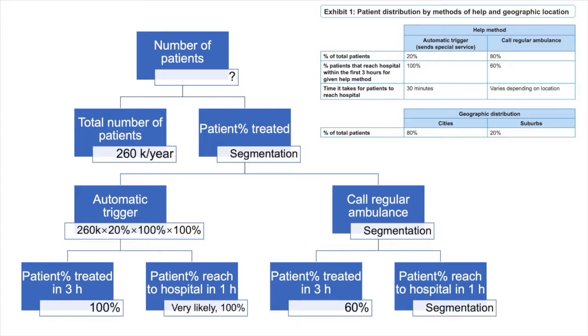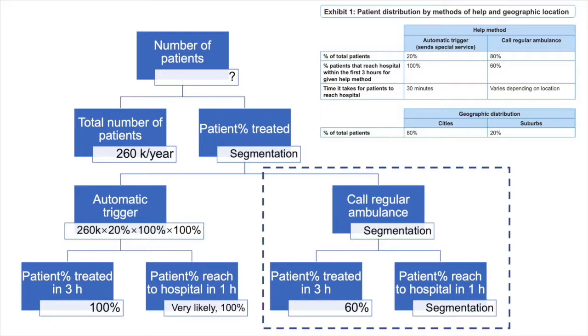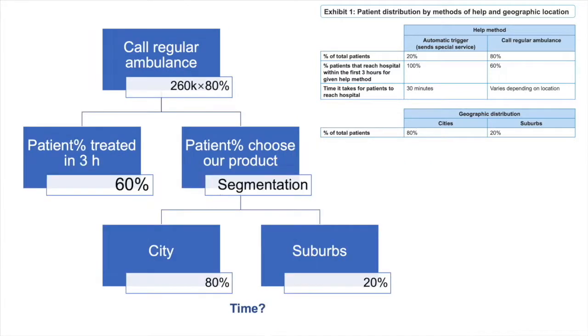Then we can go into the next one, which is to call a regular ambulance. And then we still have to do this kind of segmentation. The patients treated in the first 3 hours is 60%, which is in the exhibit. And then the patients who choose our product need further segmentation. Based on the second table in the exhibit, I would further divide it into the city and suburb. But in this exhibit, we only know the percentage of patients that fall into each category. So do we have more information on the time they will arrive at the hospital?